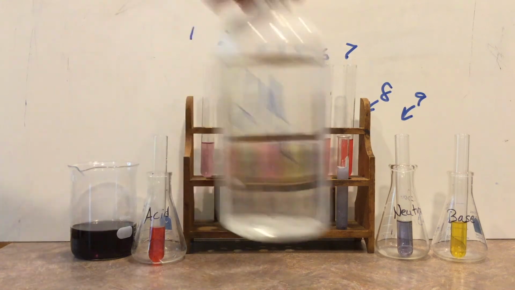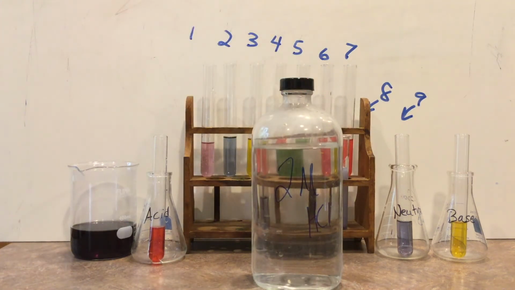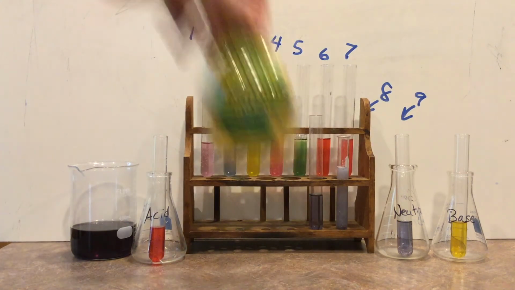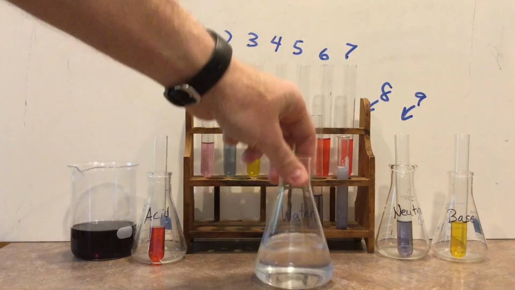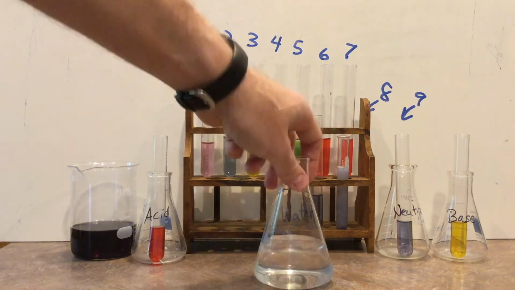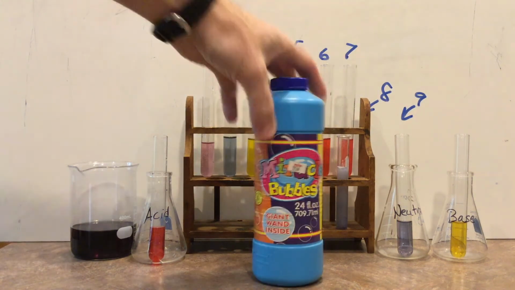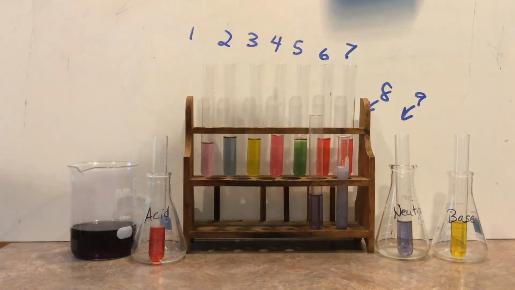Test tube 6 had the 2 molar HCl, a very strong acid. Test tube number 7 had lemon juice, a very strong acid as well. Test tube 8 just had water, it's neutral, it has a pH of 7. Test tube number 9 had Miracle Bubbles. It's a soap, it's very slightly basic.